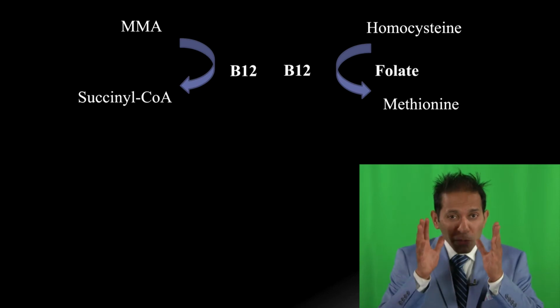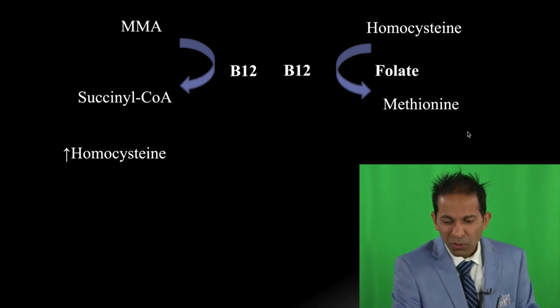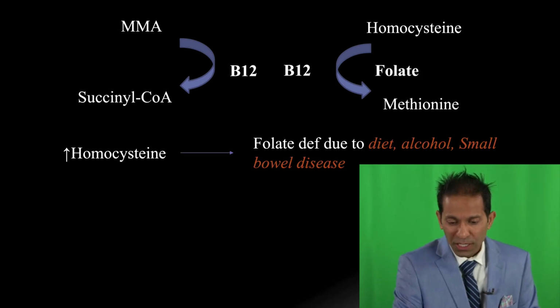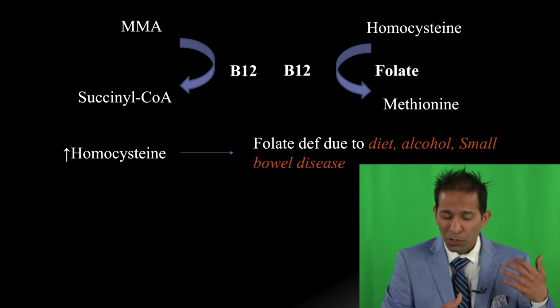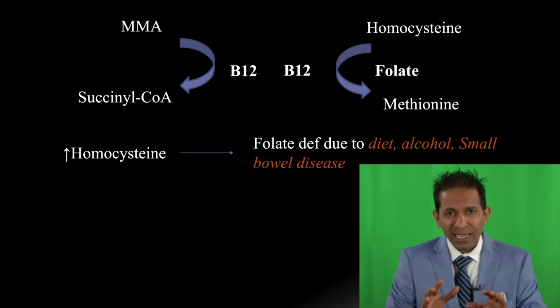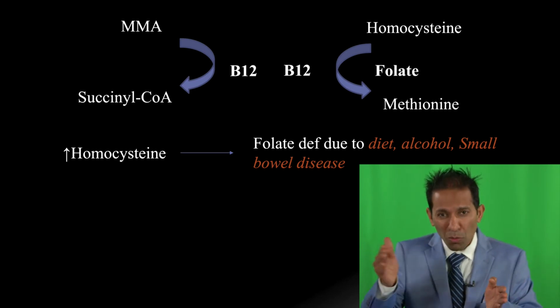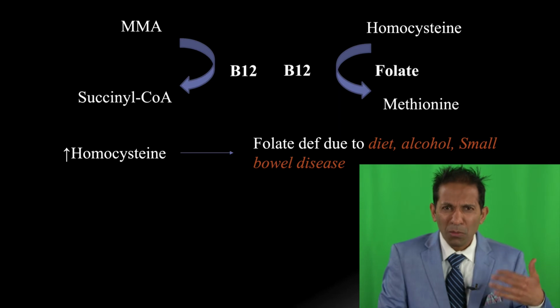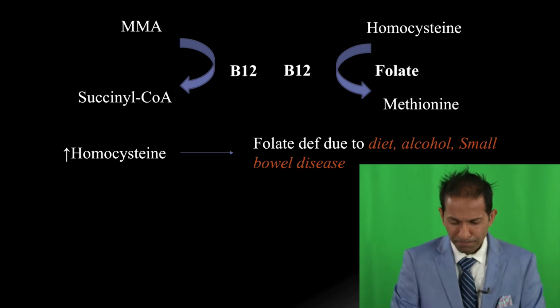So let's talk about folate deficiency. If a patient has folate deficiency, it affects only this reaction, and the patient will have only elevation of homocysteine. Folate deficiency can happen because of diet, alcohol, or small bowel disease. B12 deficiency takes years to develop, but folate deficiency can happen in weeks to months, okay? And in the US, the most common causes of folate deficiency are alcohol abuse and small bowel disease.